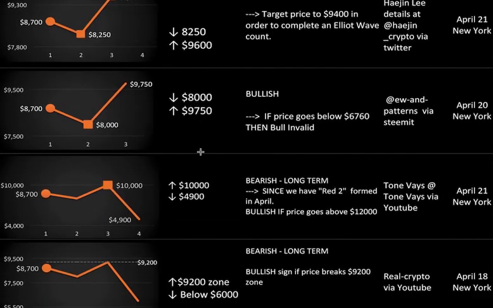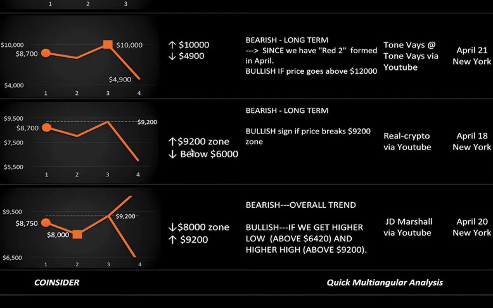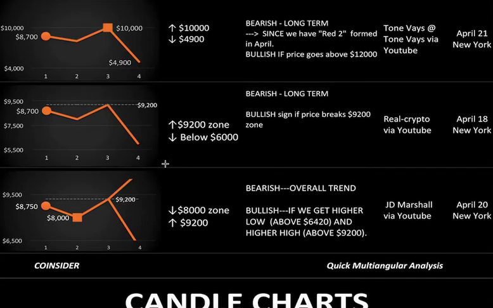Okay, now let's look at the bear scenarios. Tony Vay updated his chart today. He said that we could have a bounce up to 10,000, and he still believes that we're heading down to 4,900. He overall is still bearish. Real Crypto does want to see a move over 9,200, but he thinks that we're not going to go above 9,200. He thinks that we're going to roll underneath 9,200, and we're going to continue going bearish. And JD Marshall thinks that if we do cross that 9,200, then we are going to go higher. He'll change his view more towards bullish, but if we don't cross that 9,200, we could be going down.